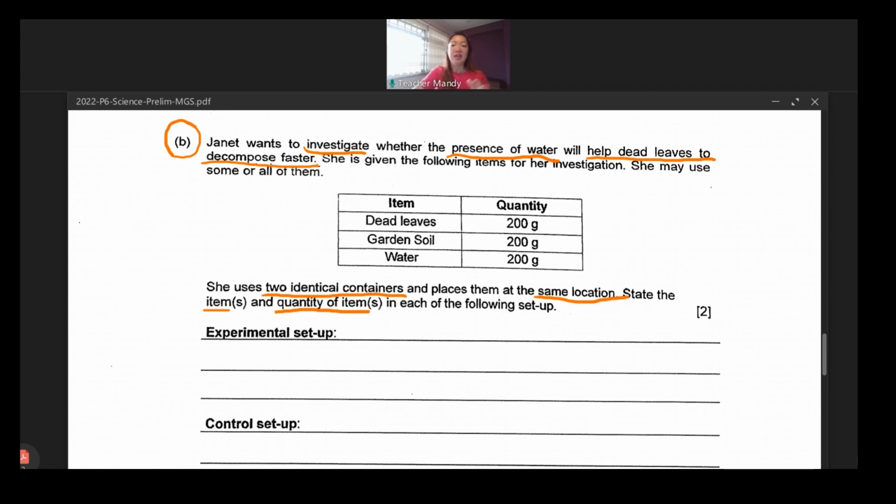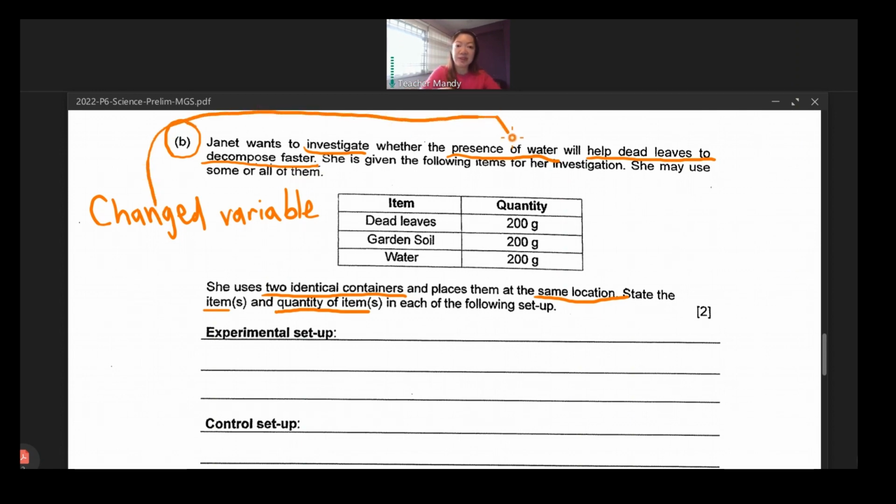Firstly, how to do this question. Always think of what is the change variable. What is the factor that we are going to change? Usually the factor that we're going to change is the aim of the experiment, which in this case is whether having water will help dead leaves to decompose faster, which means one would have water and the other has no water. Only then will I know whether the leaves will decompose faster. So always remember, look out for the change variable. How to find out what's the change variable? Look for the aim of the experiment.